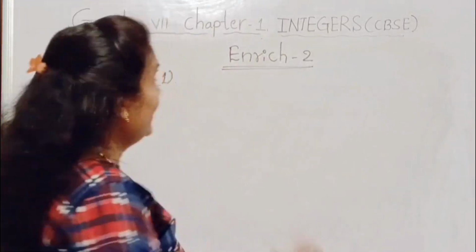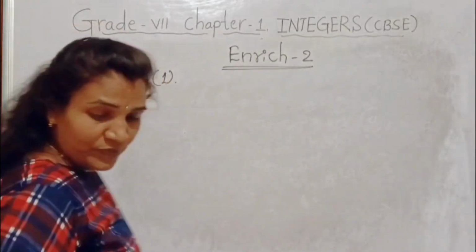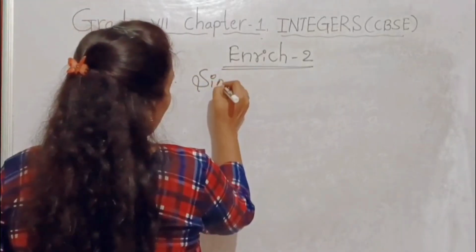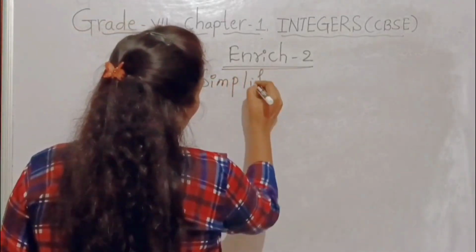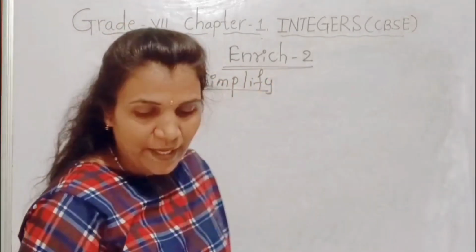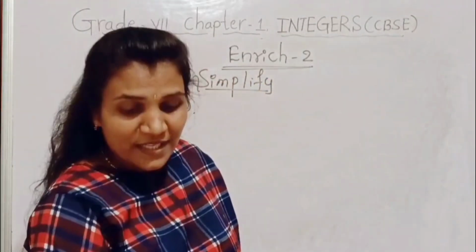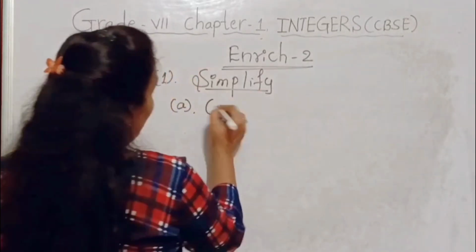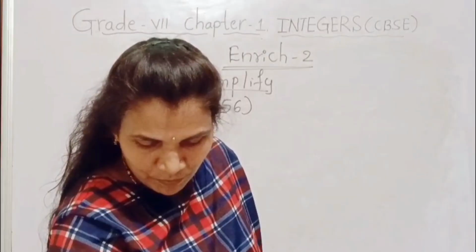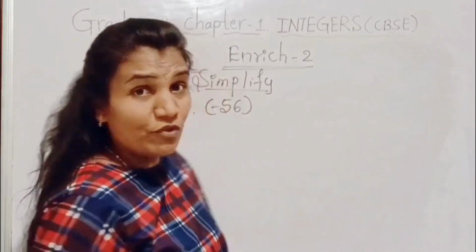Yes, in Enrich 2, first main question: simplify the following. Under that, the question A is: minus 56 within the bracket, minus 56 plus 48.